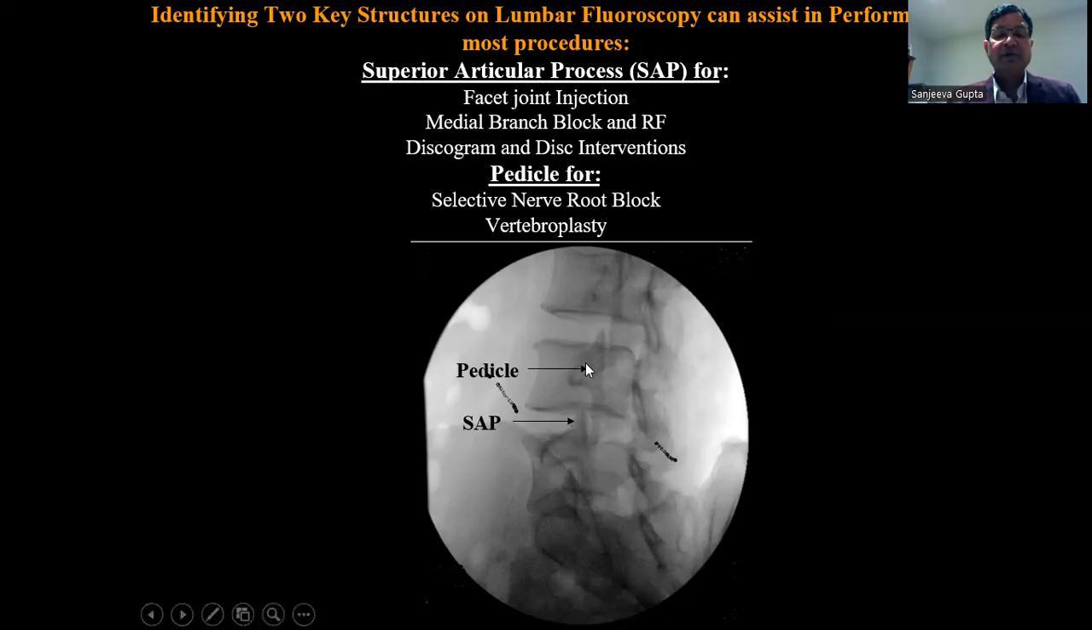Radiofrequency denervation can also be done using this image. Pedicles are good for nerve root block. You use a subpedicular technique there, or a vertebroplasty, wherein you go through the pedicle into the vertebral body to inject the bone cement. So two structures, superior articular process and pedicle, if you identify them, you can do almost all the procedures at the lumbar spine level.